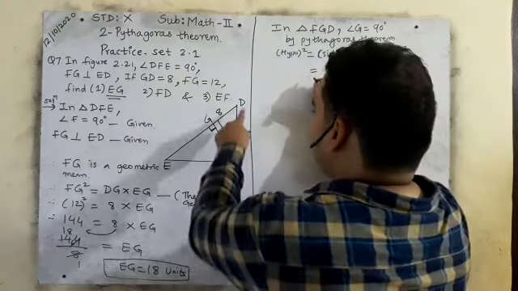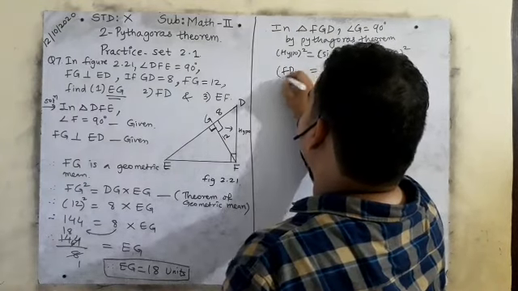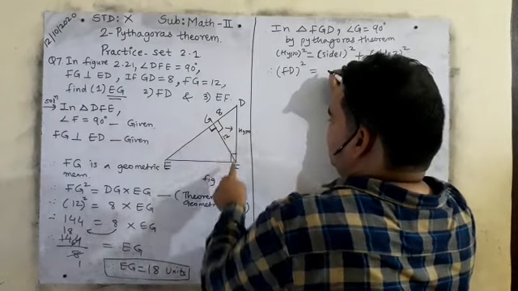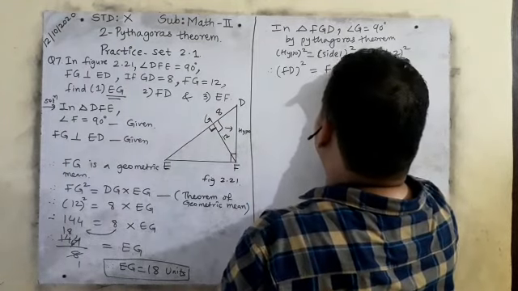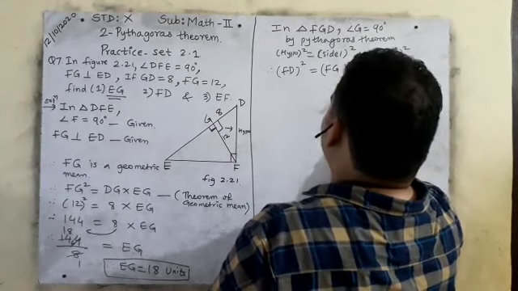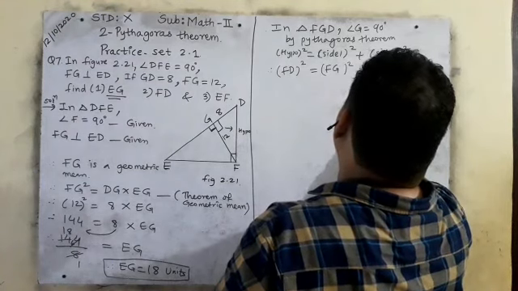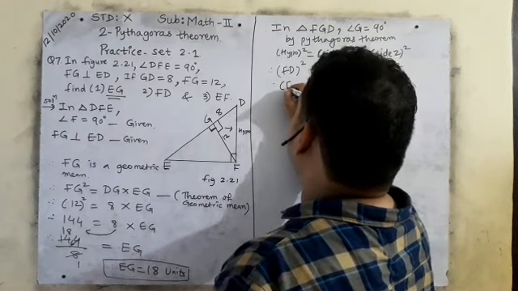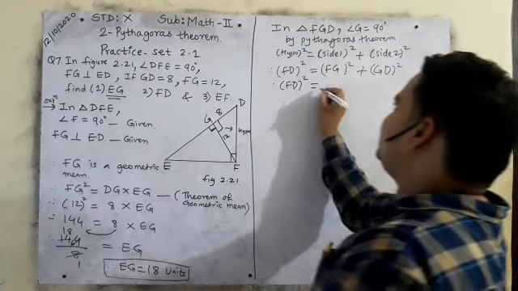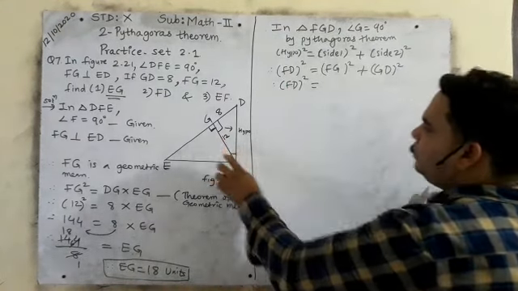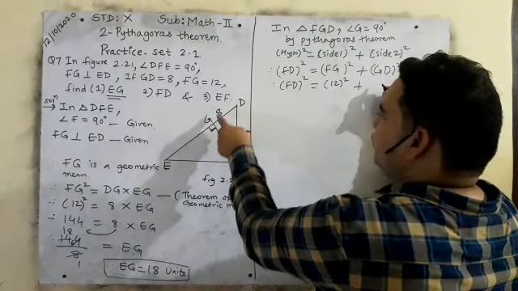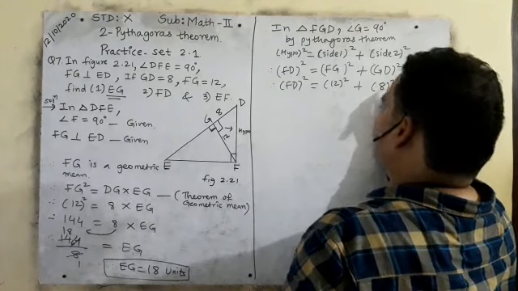What is the hypotenuse here? FD is the hypotenuse. FD square is equal to side 1, FG, square plus GD square. Is it clear? We have to find FD. FD square will come as it is. FG is 12, so 12 square, and GD is 8, so 8 square.